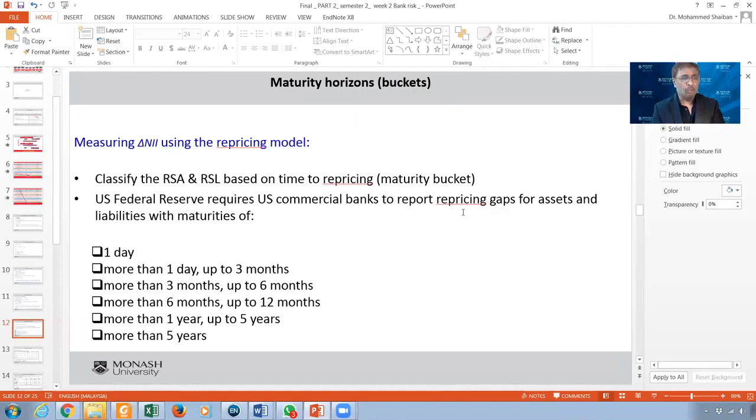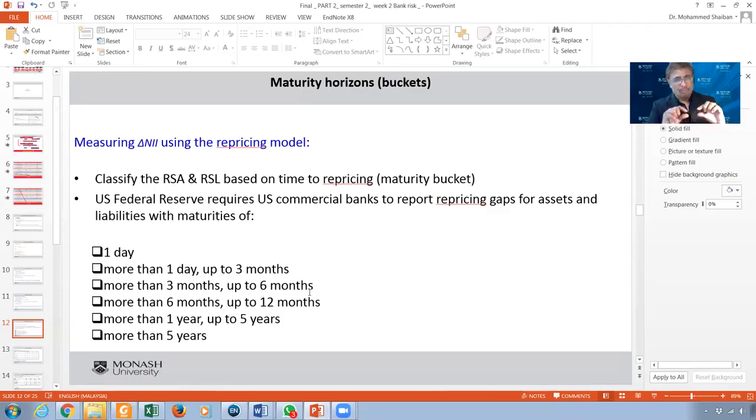How do they do it? They tell you to divide your assets and liabilities into buckets, or classes: something that matures in 1 day, from 1 day to 3 months, from 3 months to 6 months. So you take all those loans that mature in 1 month and put them there. That has nothing to do with sensitivity, whether it is short term or long term. Just take the maturity horizons, because when the assets or liabilities mature, you have to renew them.